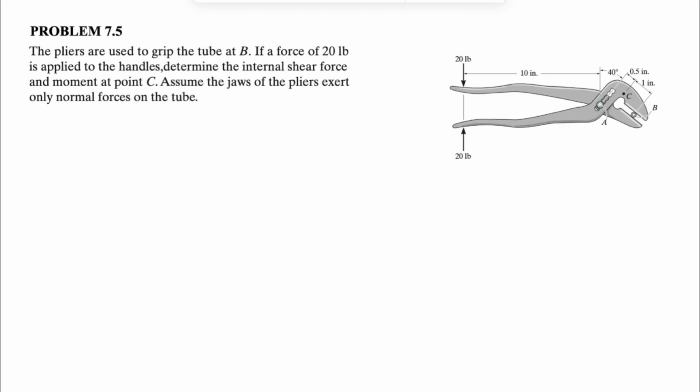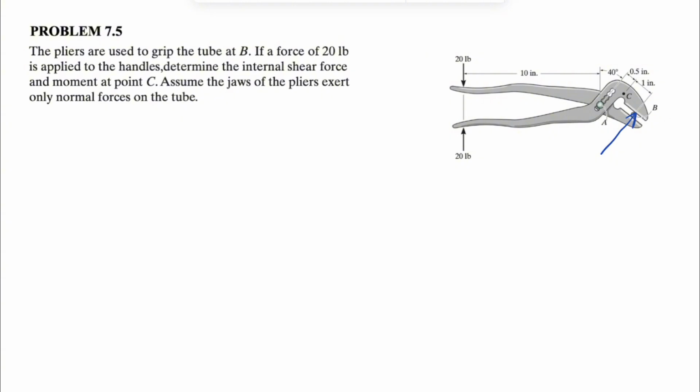We're going to be solving question 5 from chapter 7 of the Hibbeler textbook, and we have these pliers that are used to grip the tube at B. We have a 20-pound force that is applied to the handles. We need to determine the internal shear force and moment at point C. We can assume the jaws of the pliers exert only normal forces to the tube. So the force that we are talking about is only applied normal to each of these jaws.